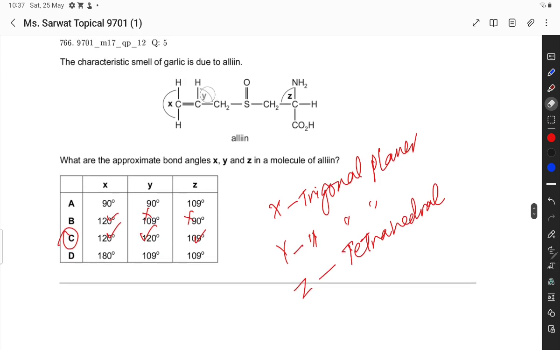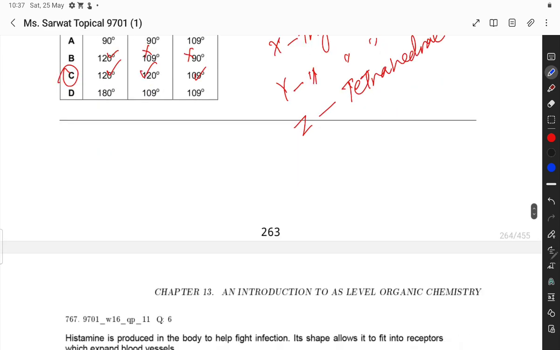The characteristic smell of garlic is due to allene, X, Y and Z. So what are the approximate bond angles X, Y and Z in the molecule of allene? So this is X, 120, because it is trigonal planar. Trigonal planar always has a 120 degree angle, and this is also trigonal planar. This is also 120, this is 120, and this is tetrahedral, 1 2 3 4, so this is 109. So C option is the correct option.